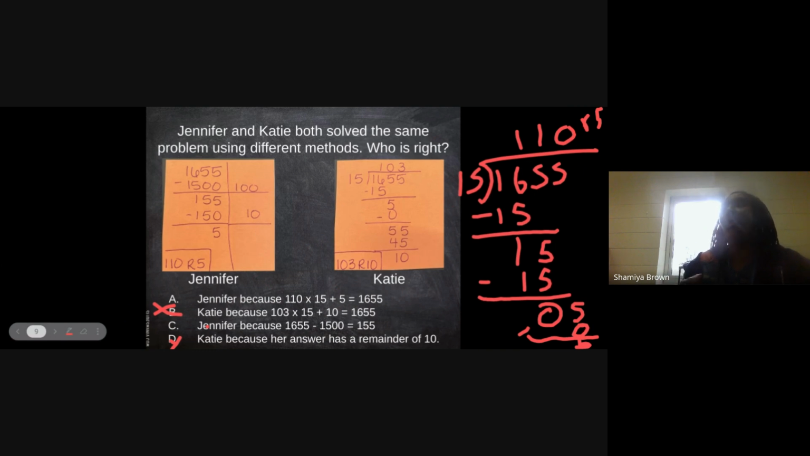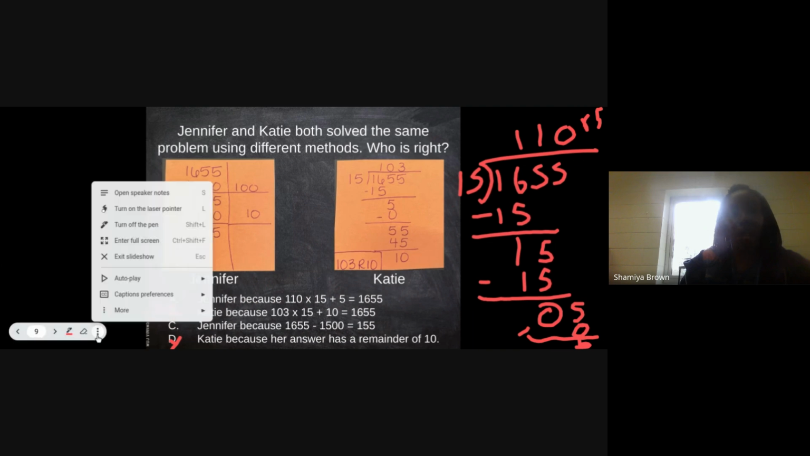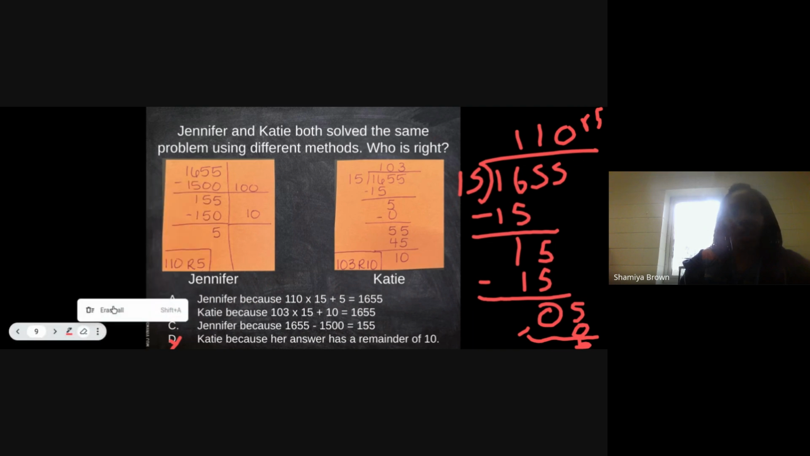Everybody needs to be looking this way. You have to go that extra step to know which one it is. It wouldn't be C. So now that's it for that one. So your main thing is to remember to solve it using standard algorithm, okay? Next one.